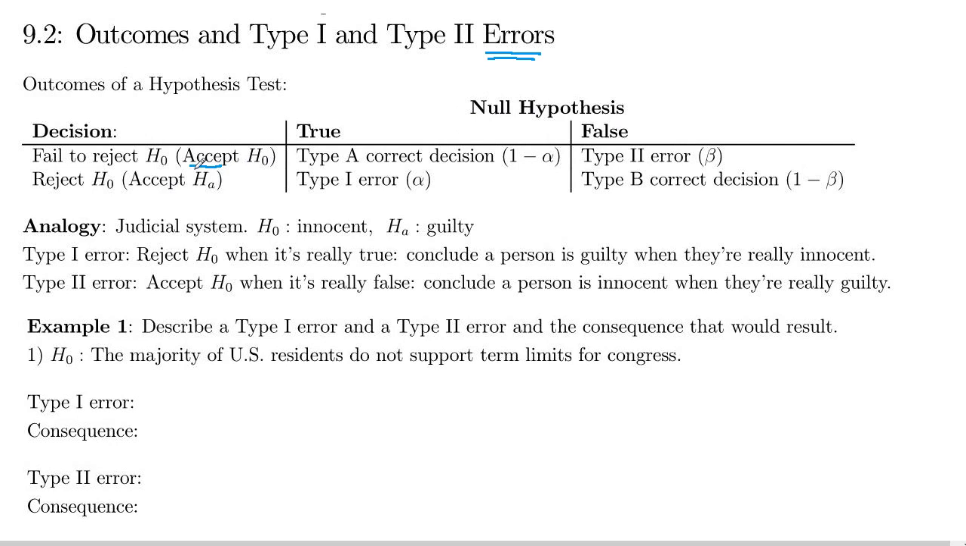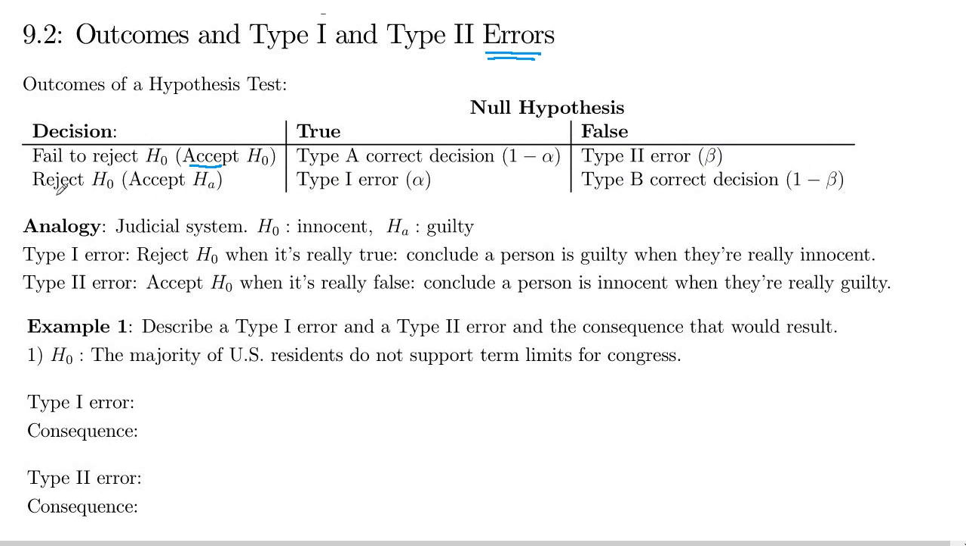And then over here in these two columns are the truth state of the null hypothesis. So if you accept H0 and it's true, then that row and column intersect. That's a type A correct decision. Its probability is 1 minus alpha, where alpha is what we call the significance level of the test. And then if you accept H0 as being true, but it's really false, then you've made an error. That's called a type 2 error. It has probability beta. We won't be determining beta.